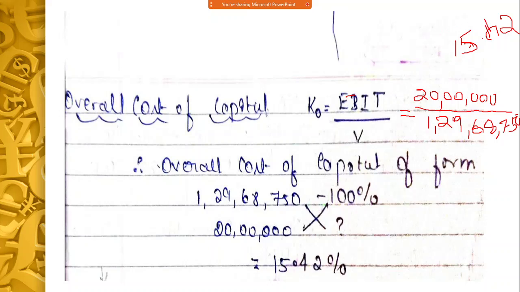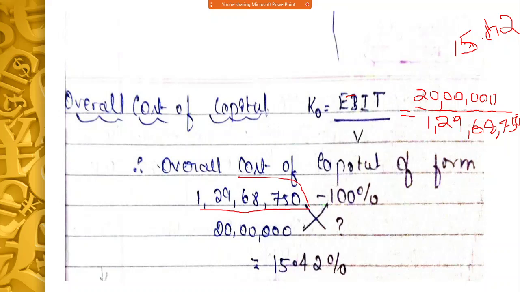So, once after you do that, you will have to multiply it with 100 so that you can represent it in the form of percentage. Now, this is when you know the formula. By chance, if at all you forget the formula, there is one more method wherein which we can find out the overall cost of capital. Now you know the value of the firm.